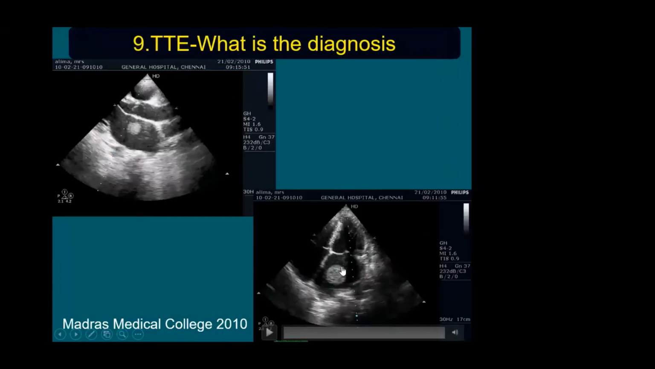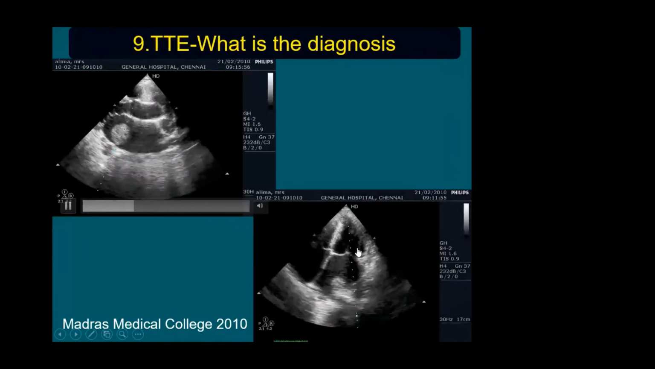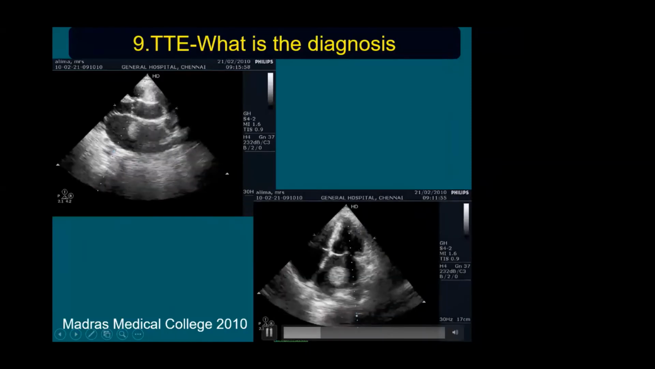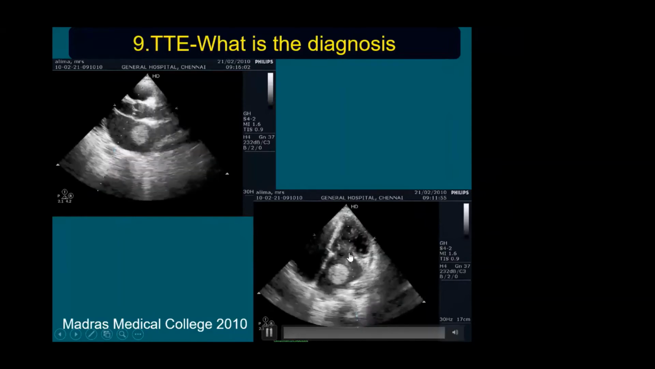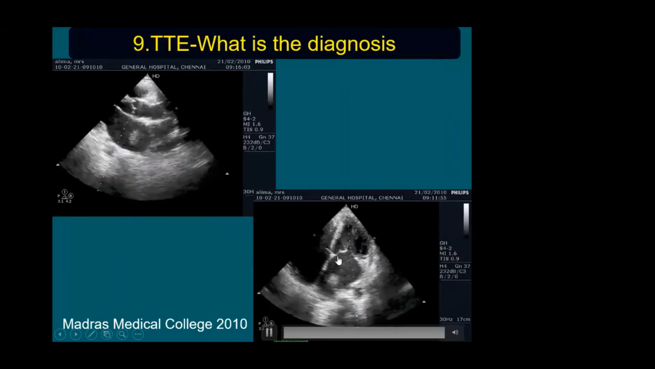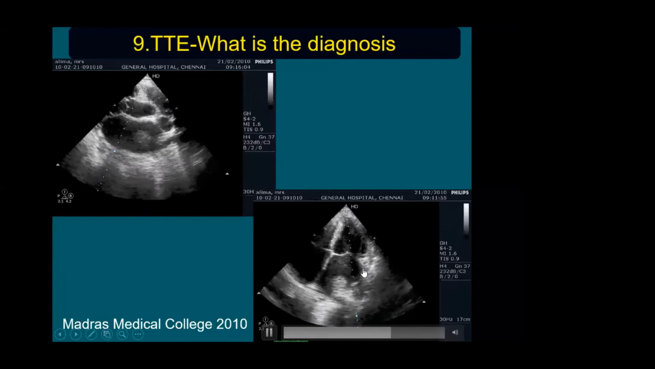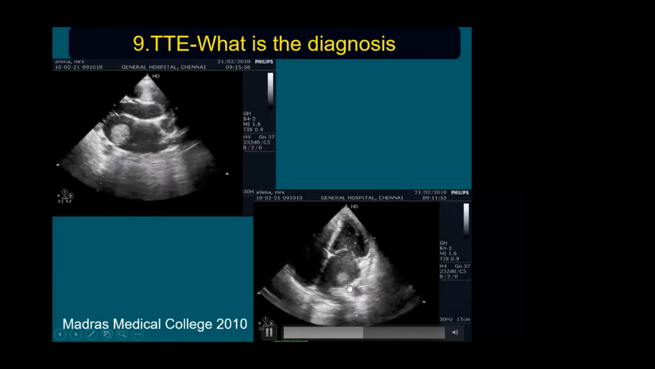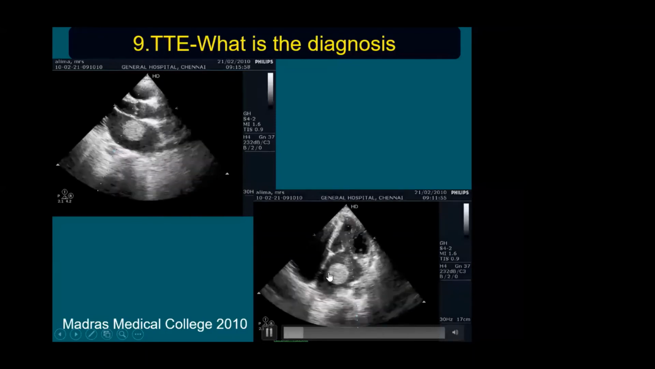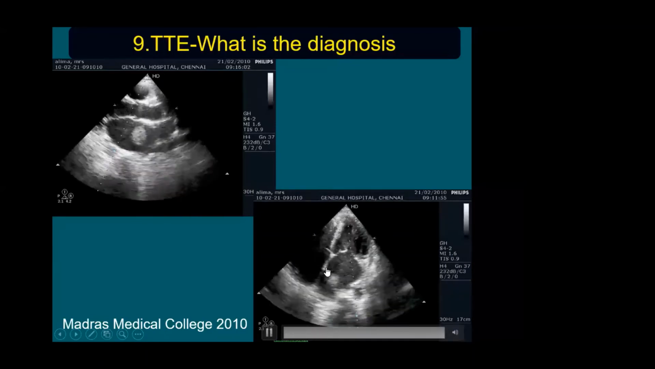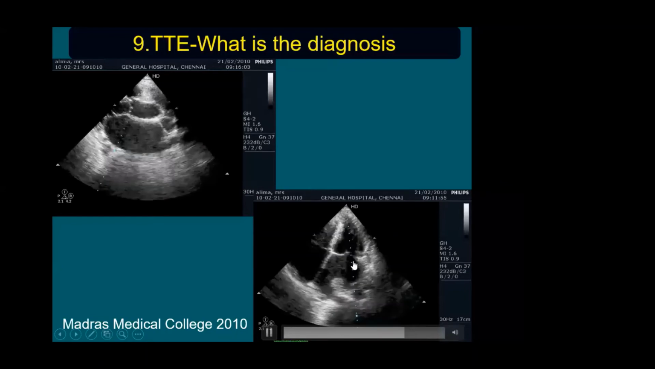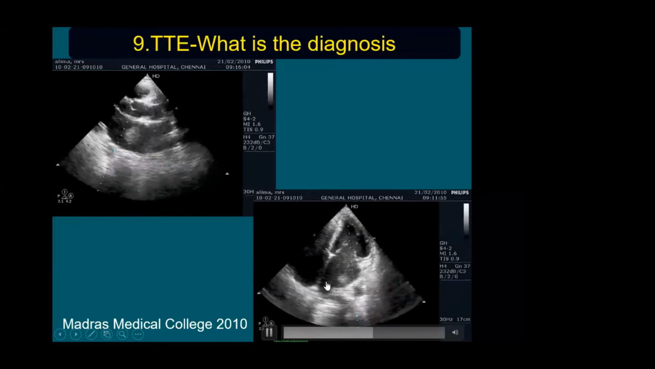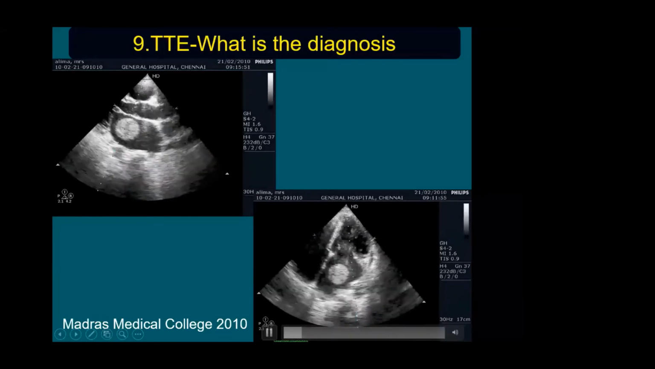This is another ball valve thrombus. You can clearly see the mitral valve. The mitral valve is moving normally. There is no mitral stenosis in this patient. The only thing is this patient has got atrial fibrillation, which has produced a thrombus inside the left atrium, and the stalk has given way, and the left atrial thrombus has become mobile.